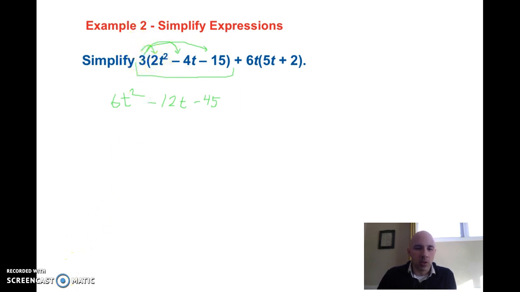So now what I want to do is change this color. Let's go blue. And let's figure out the product for this second quantity. So let's go 6t times 5t. That'll be positive. 6 times 5 is 30. And t times t is going to be t squared. And the next one you have here is 6t times 2, which is going to be 12t.